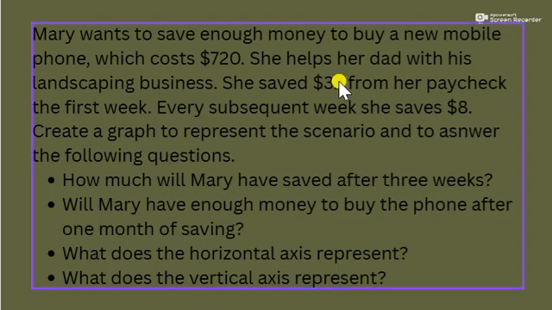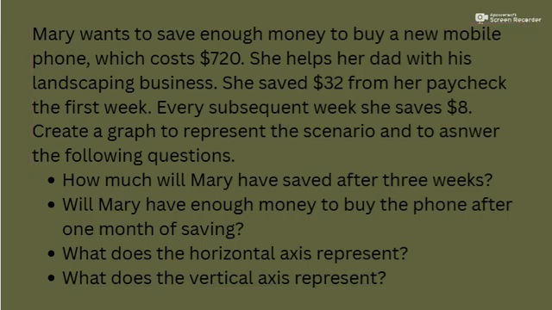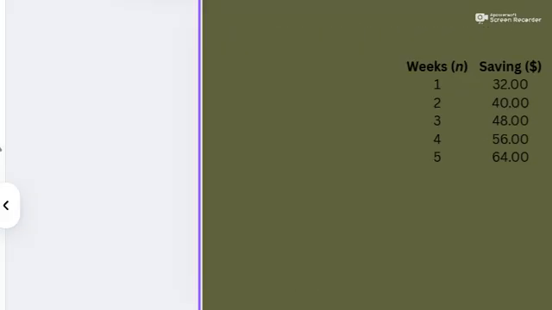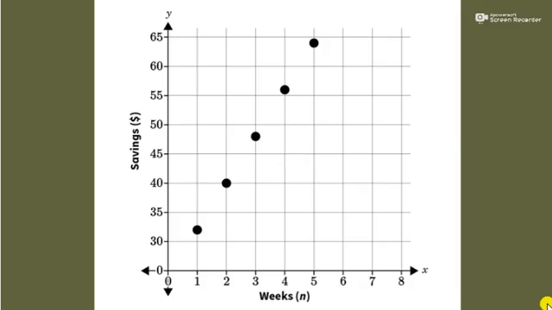So initially she saved $32. Every week after that she saves $8. Go ahead and create this. Make sure you can do this, then come back. As always, make a table first. $32 was her initial savings, then add 8 every week. Then go ahead and graph those points on a graph. I would use GeoGebra because it's easier. You can also do it by hand, and this is what you're going to end up with.